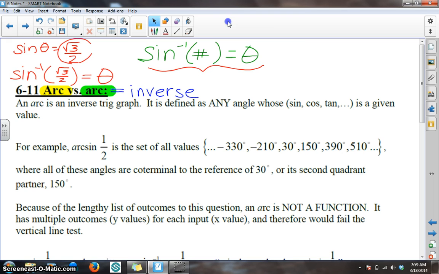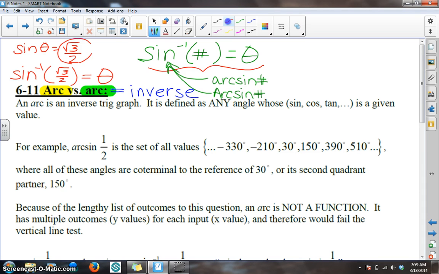So when I say I'm looking for an arc sine of a number, I'm basically saying this. I'm looking for an inverse sine of a number. When I say I'm looking for an arc sine of a number, I'm basically or effectively saying the same exact thing. So what's the big difference? What's the big hoo-ha? This one is not a function, and this one is.